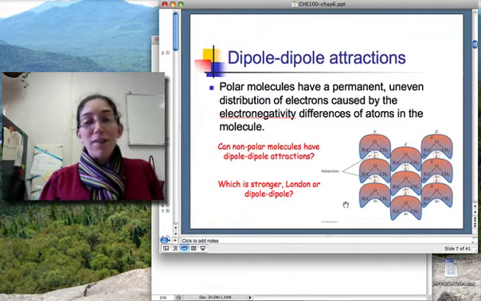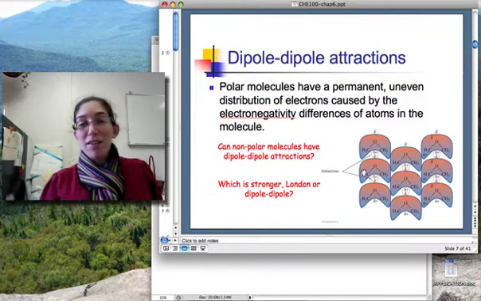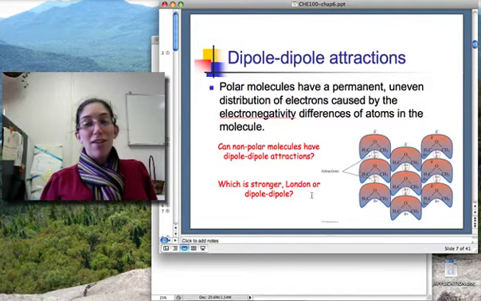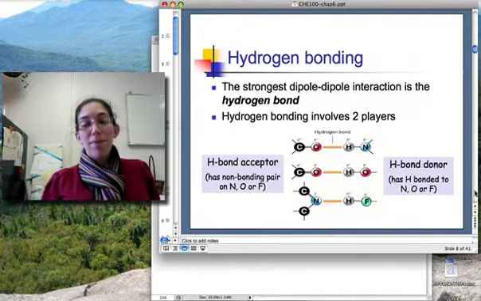Which is stronger, London or dipole-dipole forces? Dipole-dipole forces are stronger because they are permanent, whereas London forces are similar in terms of their functionality, but they're temporary. They only occur sporadically, and so they are not as strong. So dipole-dipole forces are stronger.